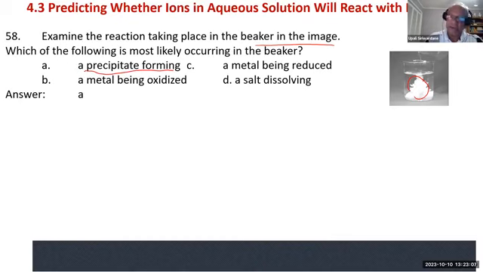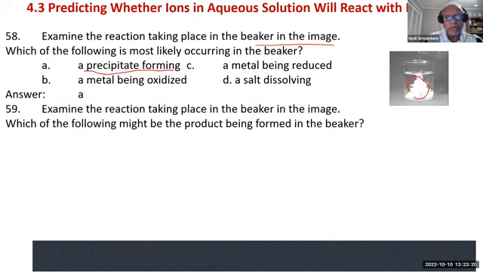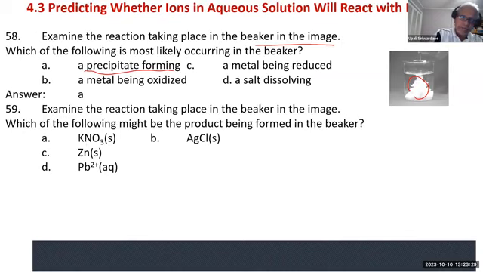Precipitation reaction, cloudiness appears, depending on the color of the precipitate. Yellow precipitate, brown precipitate, white precipitate. Which of the salt could be precipitate in the beaker?